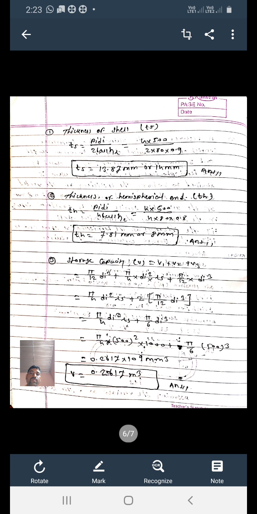Then pi by 4, put the values, di is equal to 500 square into length of the shell given as 1000, plus pi by 6 into di cube, 500 cube, is equal to 0.2617 into 10 raised to 9 mm cube. How to convert into meter cube? Divide by 10 raised to 9 for that mm cube value. Then you will get the storage capacity V is equal to 0.2617 meter cube. Okay, are all of you getting how to calculate the storage capacity of the given receiver?